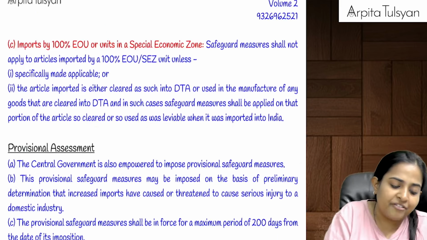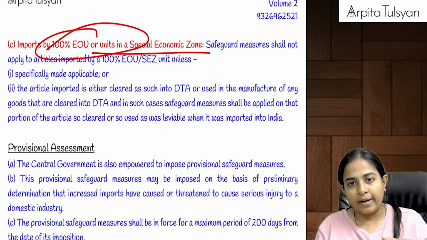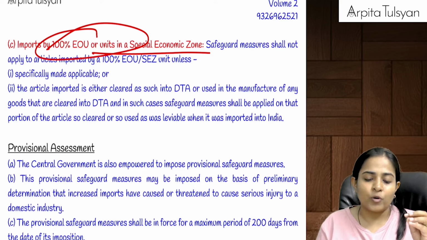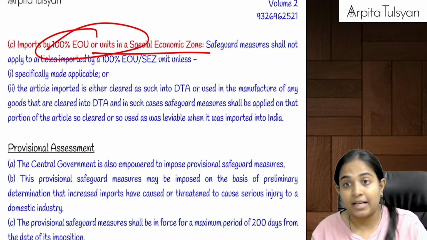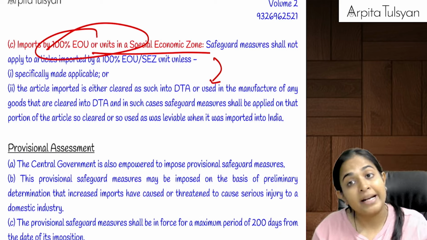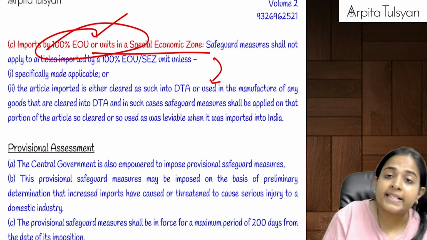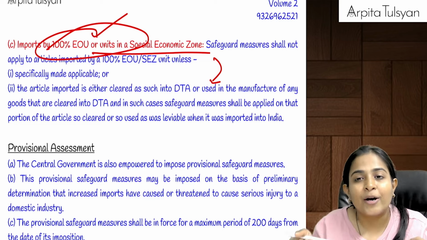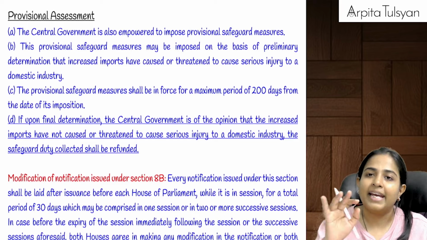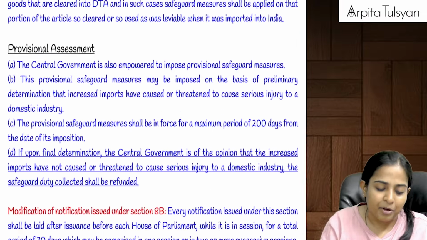And the last one, if the imports are done by 100% EOU or SEZ units, because if they are importing, they are anyway going to use it for the purpose of export. This is the government's default assumption. So in that case, safeguard measures will not be imposed, but there are two exceptions to this point. If it is specifically told by the government to still impose the safeguard duty, then we will have to impose it. Or if this EOU or SEZ is clearing the goods in DTA, then in that case, safeguard measures will have to be imposed. Are you clear with this? These three exemptions you have to remember. Many times questions have been framed on this particular part.